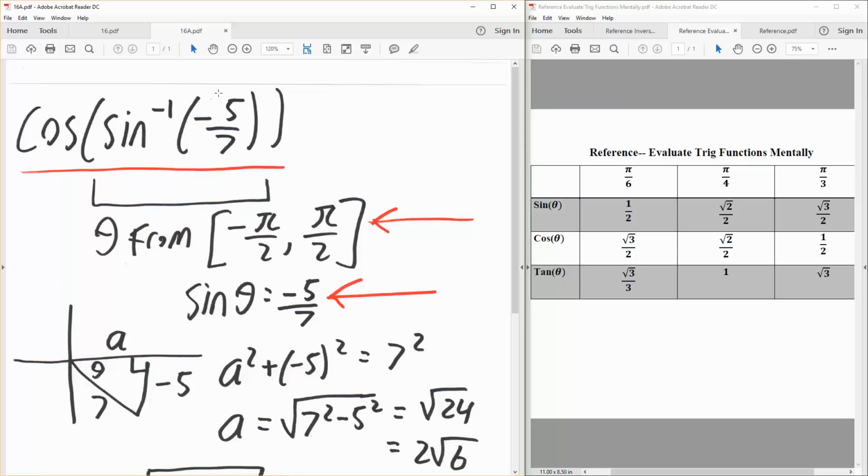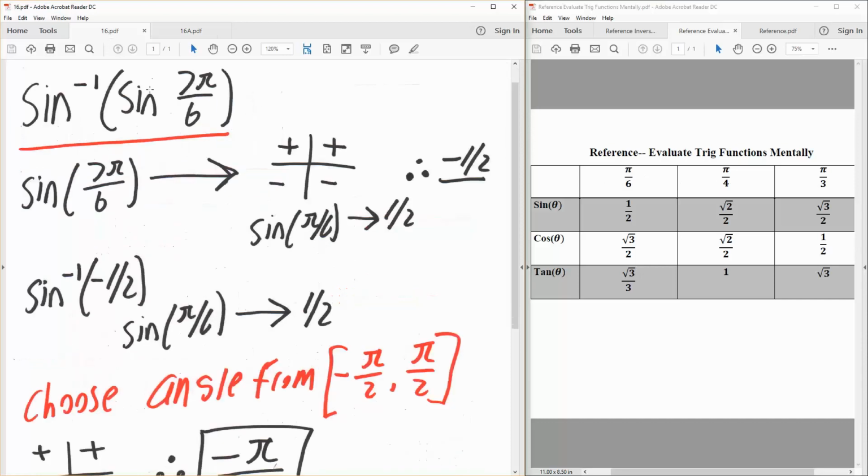For negative 5 over 7, we don't have an actual special rule, so we need to do something different. So let's get started with this one. We have sine 7 pi over 6. The first step is to pretend we have sine pi over 6, and sine pi over 6 would be 1/2. However, we have sine 7 pi over 6.